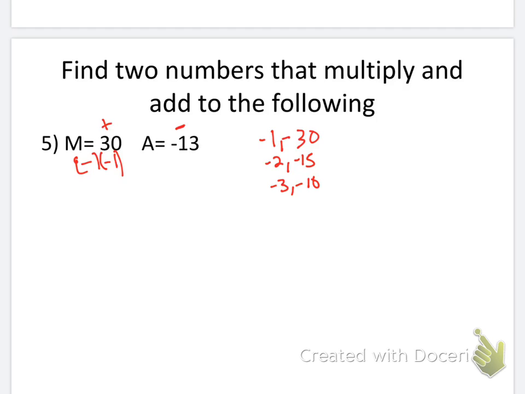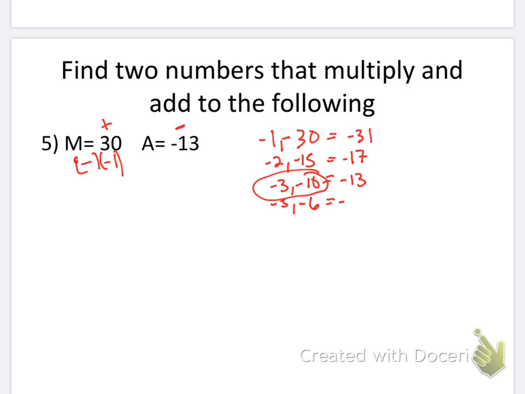4 doesn't go into it. 5 does, though. Negative 5 and negative 6. So we're interested to see which one of these add to give me 13. So negative 1 plus negative 30 gives me negative 31. Negative 2 plus negative 15 gives me negative 17. Negative 3 plus negative 10 gives me negative 13, which is the one I'm looking for.